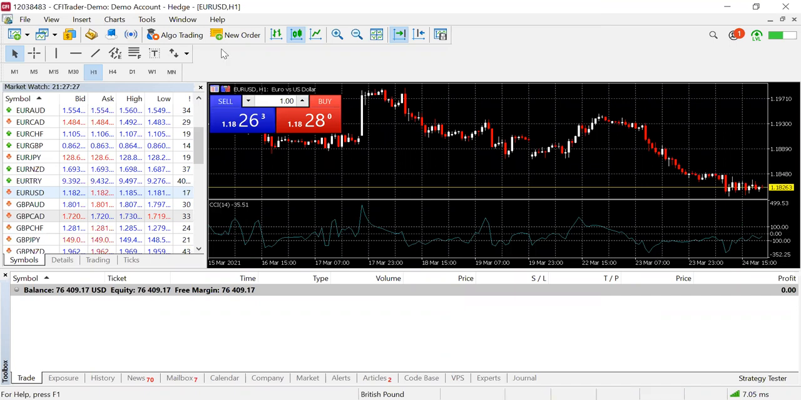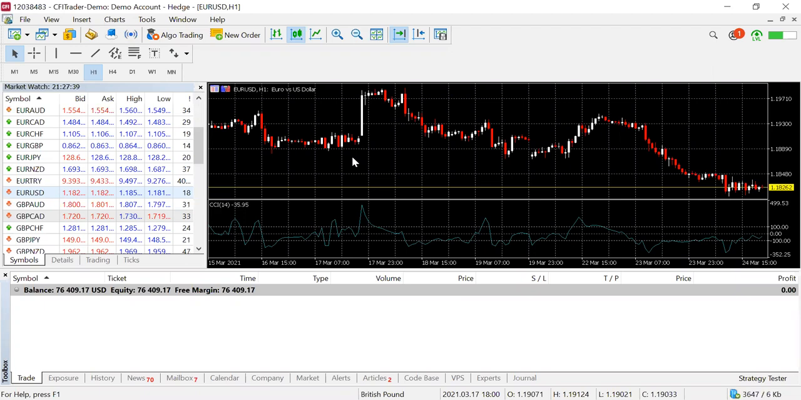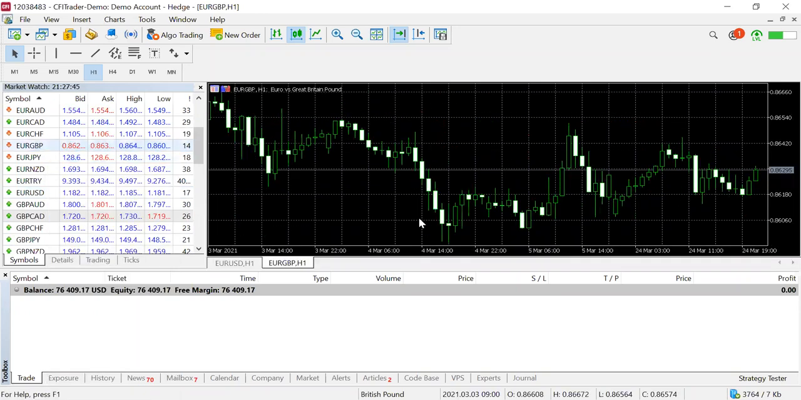Also, you can have as many charts as you would like. Obviously my recommendation is maybe four charts at the same time would be enough. Otherwise they just become too small and it's very difficult to read. Let me give you an example with the euro with the pound. It would show like this.